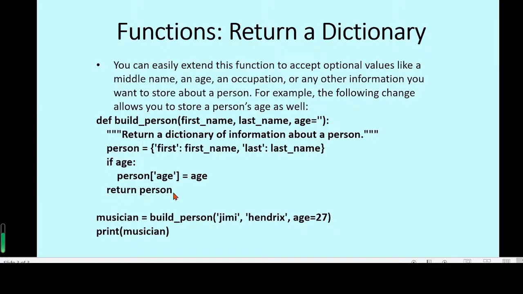Then in the end we return this person dictionary. So when you call this function, you input Jimi Hendrix's first name and last name, then you add a key-value pair like age equals 27. Then musician will be a dictionary that includes a key-value pair for first name, last name, and age.